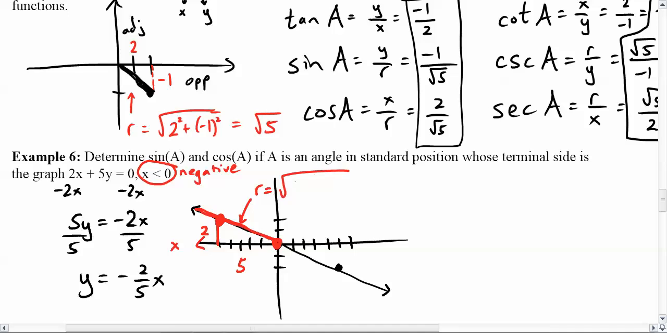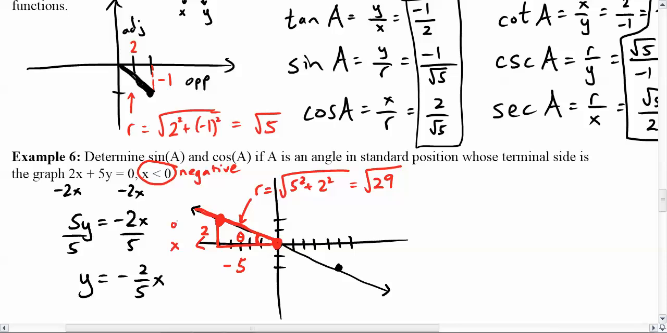So r is the square root of 5 squared plus 2 squared. 25 and 4 is 29. Which of those two values is negative on my triangle? The 5. I'm on the negative part of the x-axis. So now I can find sine and cosine, and I could treat it just like I did any triangle from grade 10. There's my angle.